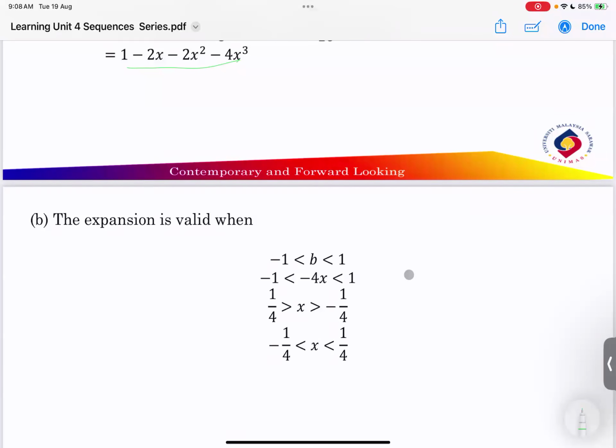Now you can see something special happen here. Because this one is negative, to equalize, the sign of this one will change. After changing the sign, we can rewrite it as negative 1 over 4 right here, and then 1 over 4 here. We put the smaller value on the left-hand side and the bigger value on the right-hand side.